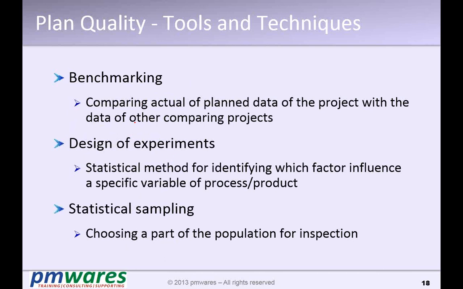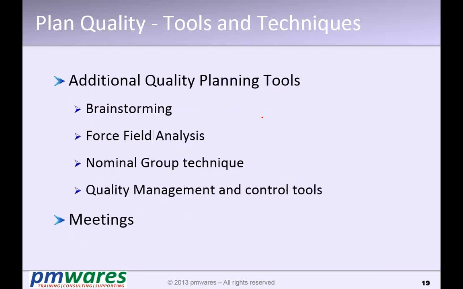Okay, benchmarking is comparing your project data with the company or the industry standards. Design of experiment is done through simulations, by changing one parameter at a time and seeing its impact. Statistical sampling is normally used when the population is too big. Like you're doing some kind of survey. You cannot go to each and every person, so you take a sample of the population. Your outcome will be as good as your sample is. So if the sample is representing the complete population, then your outcome will be much better.